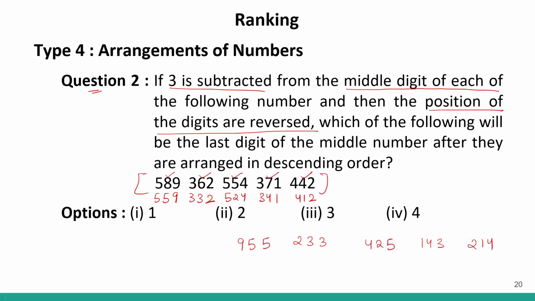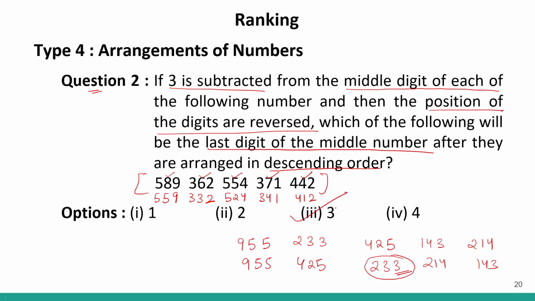We have to find out the last digit of the middle number after they are arranged in descending order. So now we have to arrange them in descending order. If I arrange them in descending order, first I'll get 955, then 425, then 233, then 214 and then 143. So the middle number will be 233, and the last digit will be 3. So my answer will be option number 3, 3.